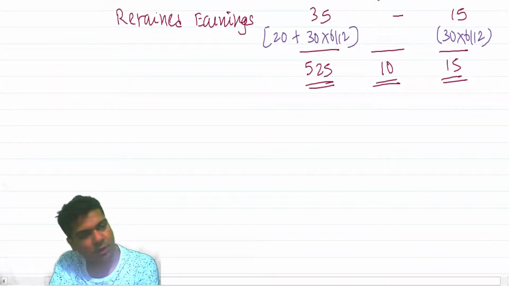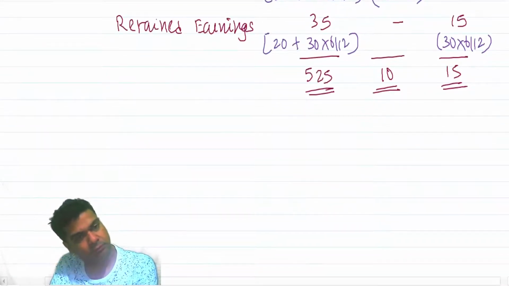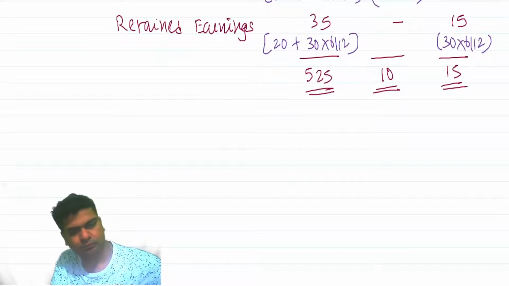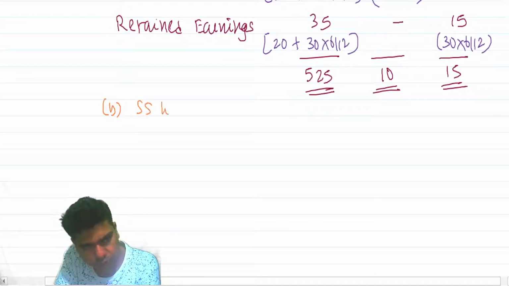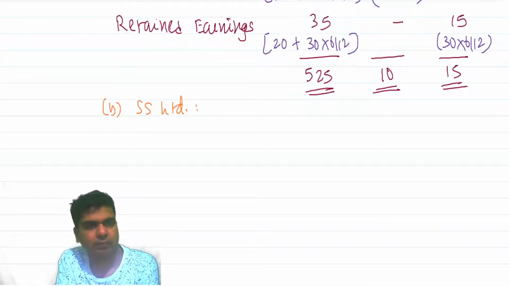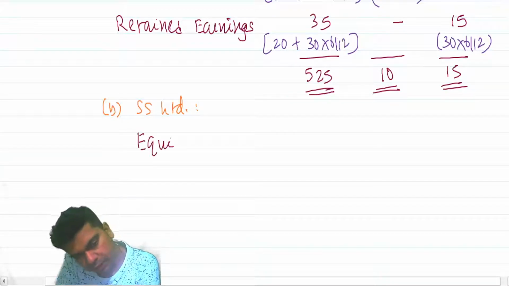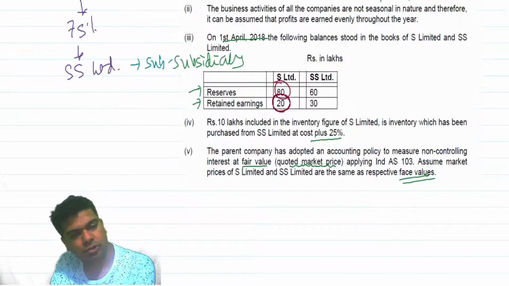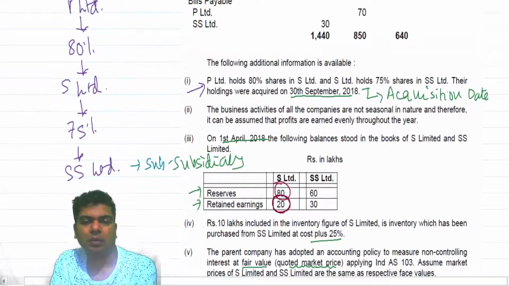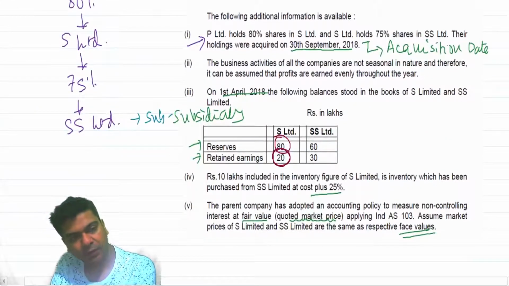We will repeat this now for SS Limited. Again, equity share capital. Check with the question. Equity share capital is 320.